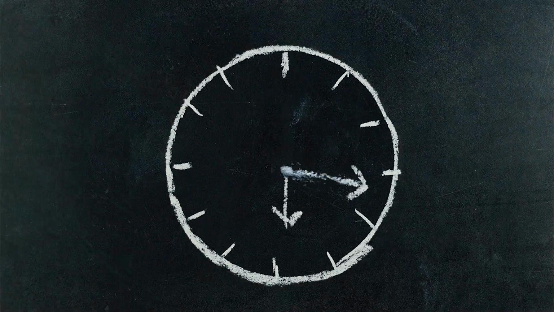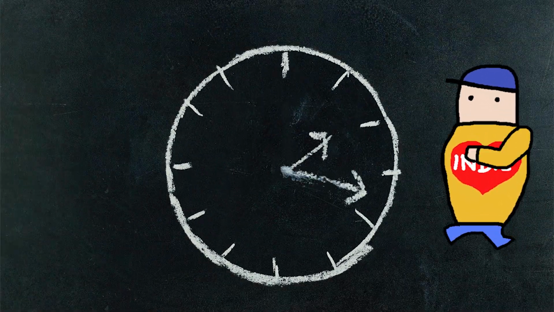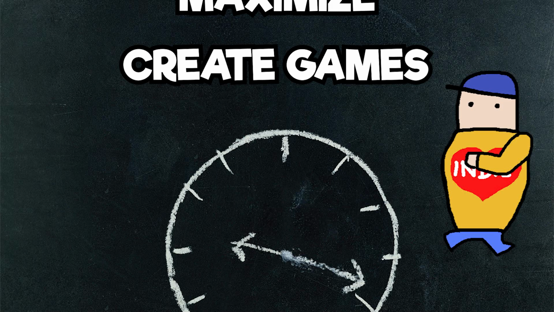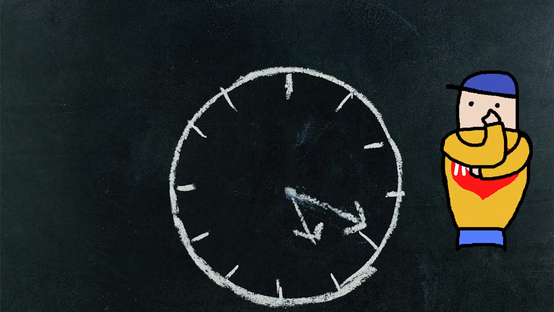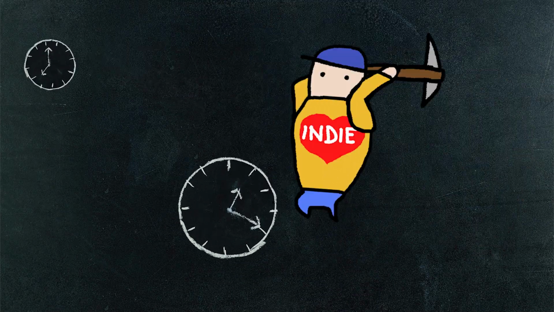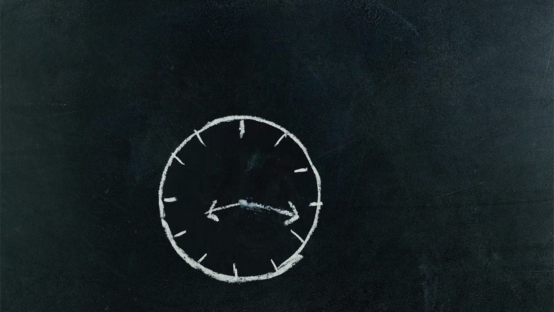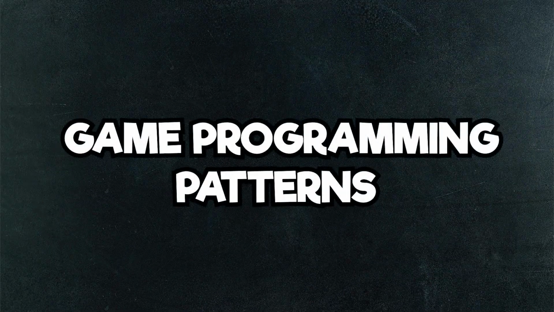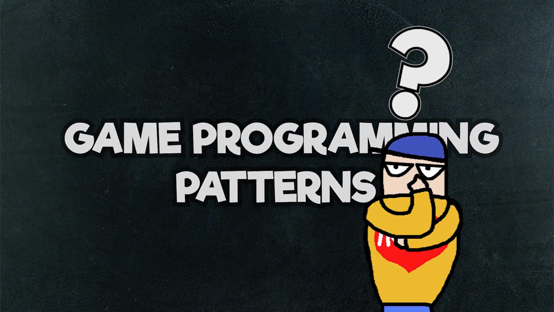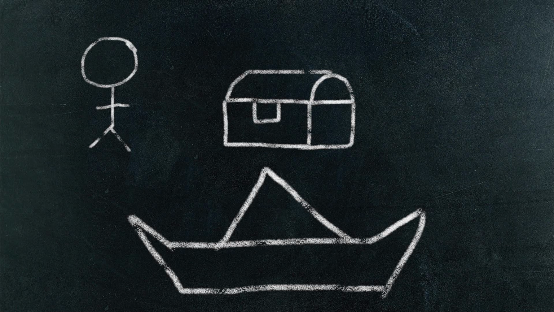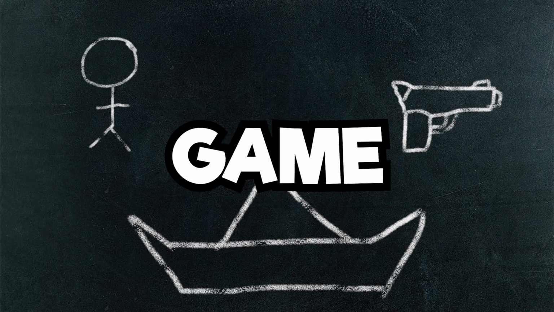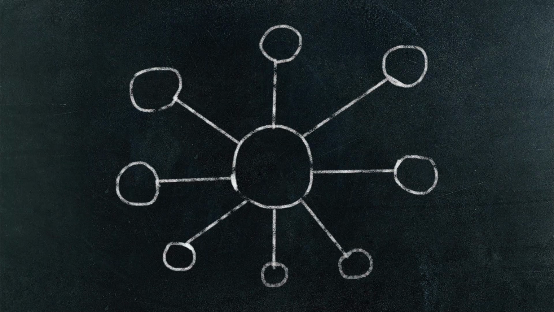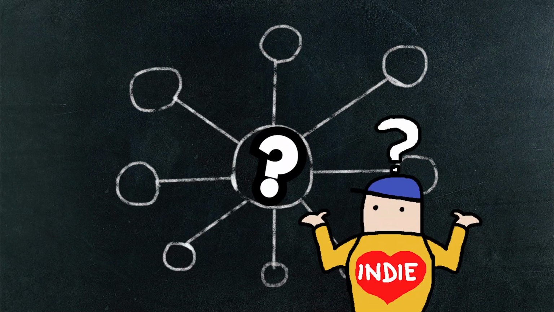We have a very limited time in our lives, and if one of our goals is to create games, we need to maximize our development time. Make use of that limited resource to the maximum, and one way to do it is to use game programming patterns. Let's answer one of those questions today. Every character, item, ship, gun, every part of your game behaves differently, so how can you manage a plethora of things in an efficient way?